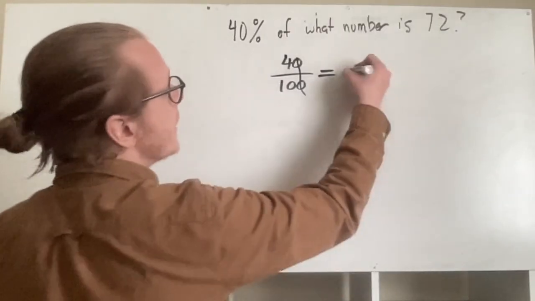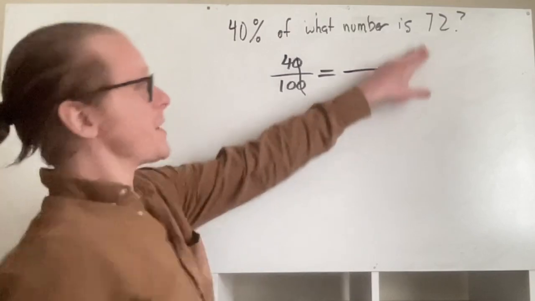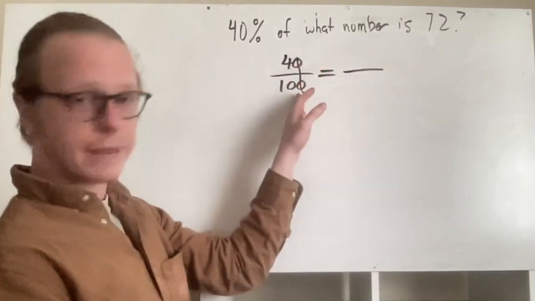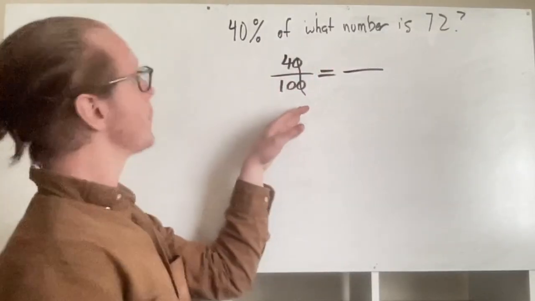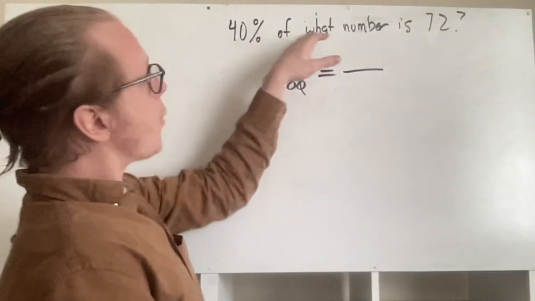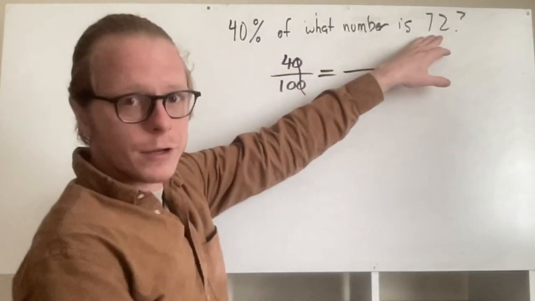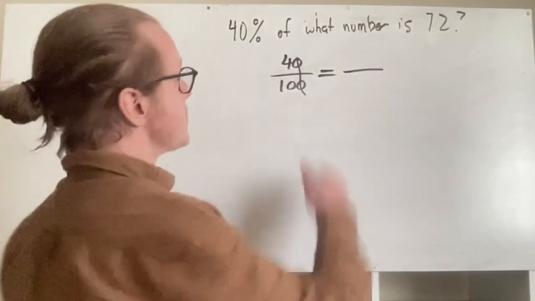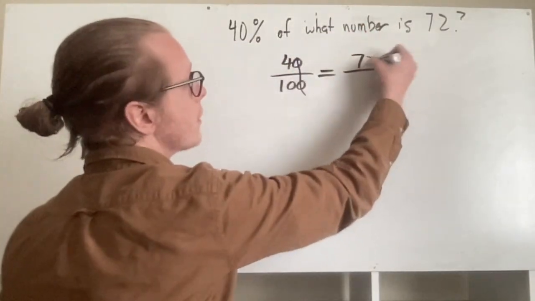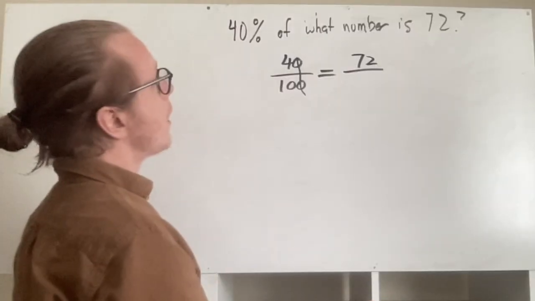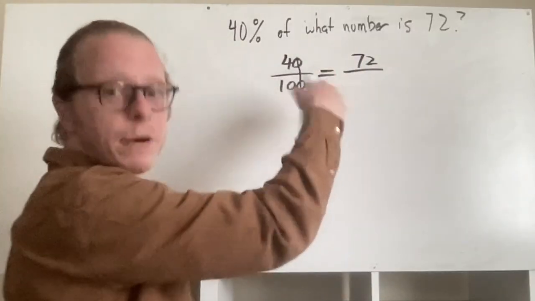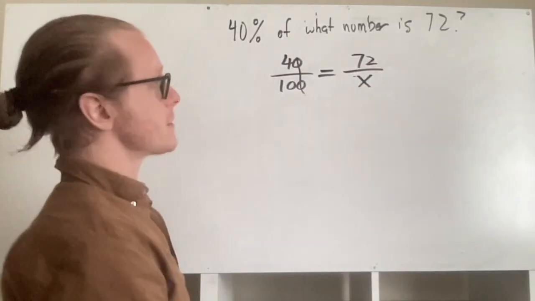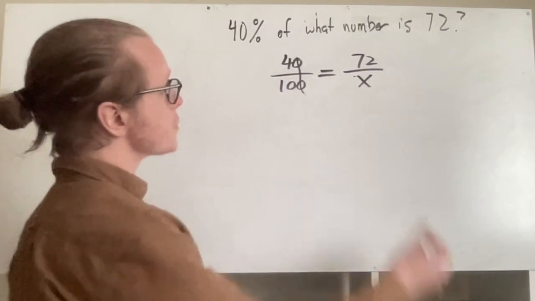Okay, now all that's left is we have to decide, where does this 72 go? Okay, is the 72 like the 40, or is the 72 like the 100? Is it like the 40%, or is it like the whole amount? So 40% of what number is 72? So they're saying that 72 is the 40%. So 72 needs to go up here in the numerator. And then the whole amount, right? I don't know. I put x.